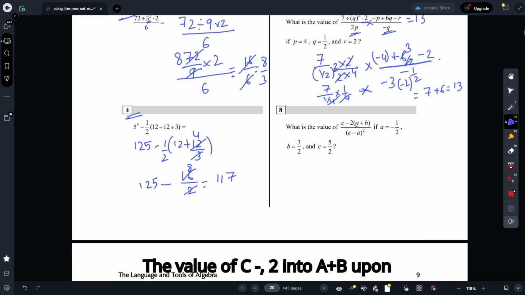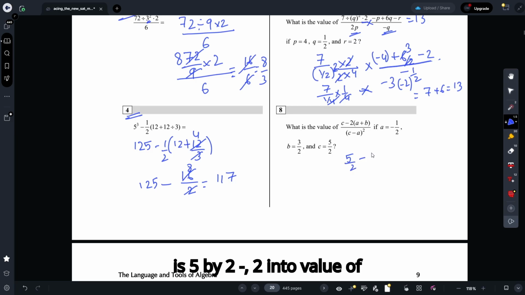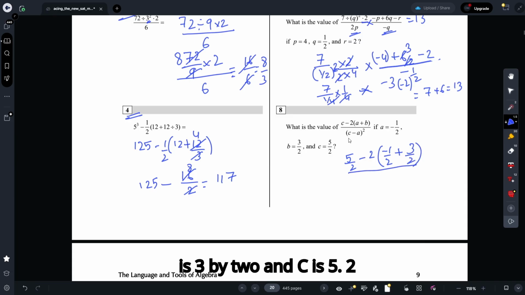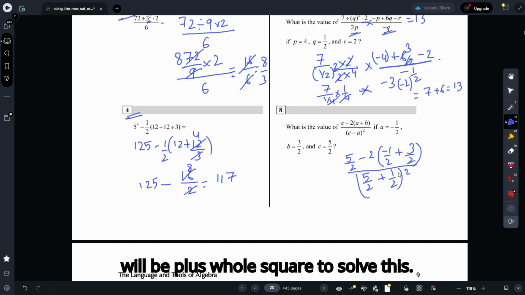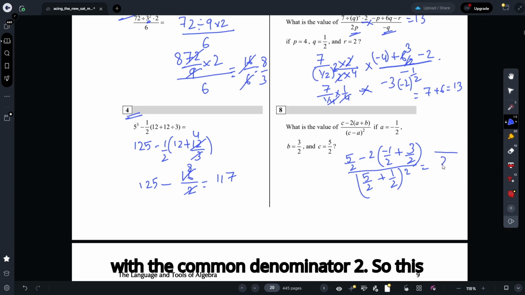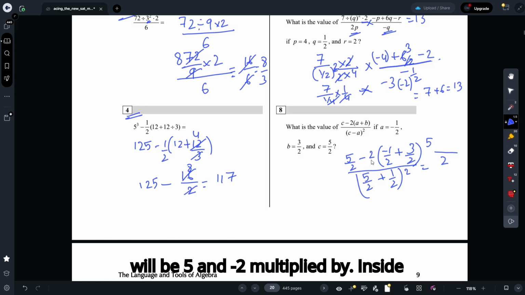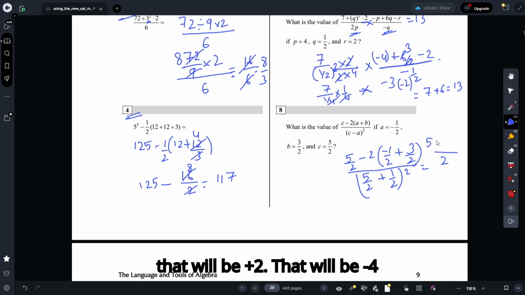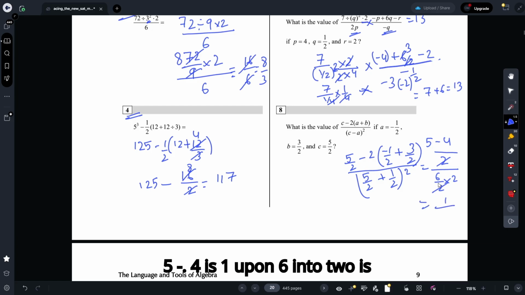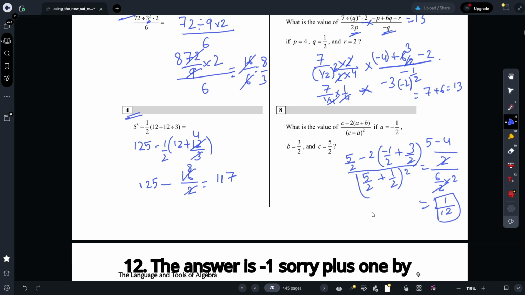The value of c minus 2 into a plus b upon c minus a whole square. So value of c is 5 by 2, minus 2 into value of a is minus 1 by 2, plus value of b is 3 by 2, and c is 5 by 2 minus a is minus 1 by 2. So minus minus will be plus, whole square. To solve this, first I will take the whole numerator with the common denominator 2. So this will be 5, and minus 2 multiplied by inside that will be plus 2, that will be minus 4, divided by, if I add this, 6 by 2 into 2, this will be 2. 5 minus 4 is 1 upon 6 into 2 is 12. The answer is plus 1 by 12.